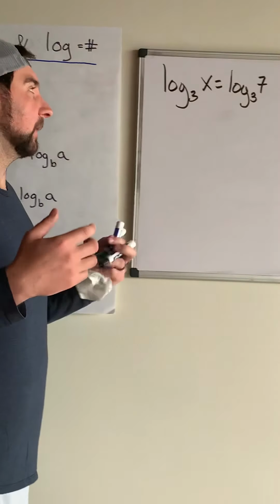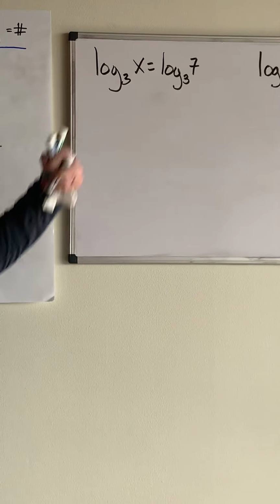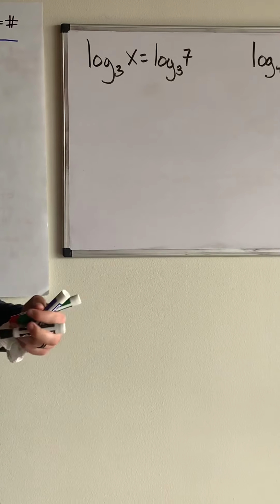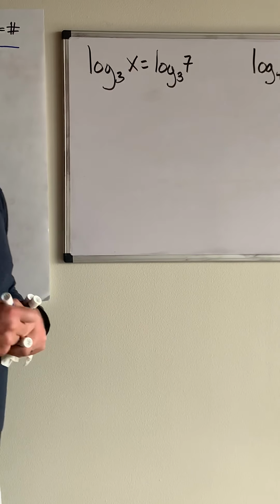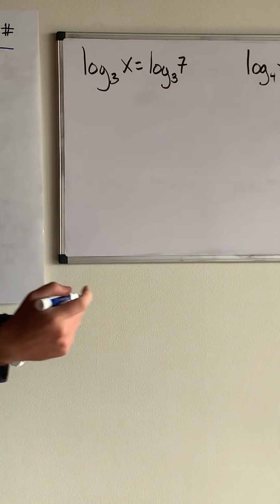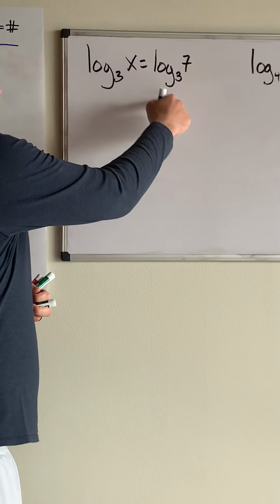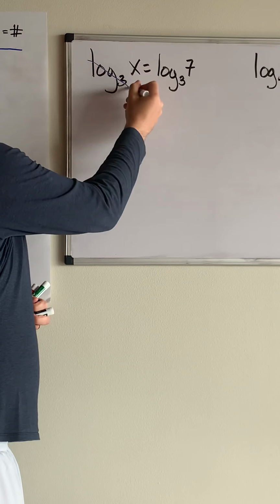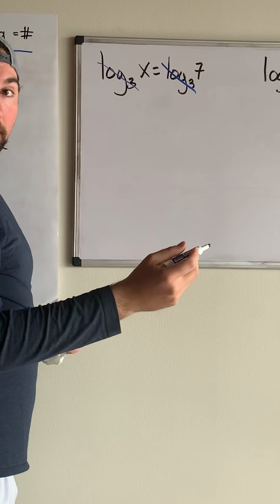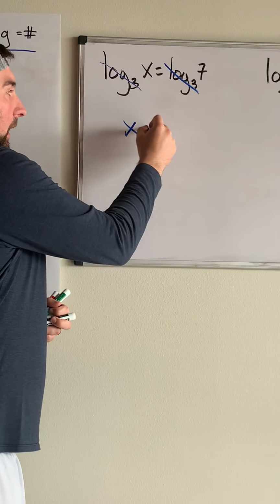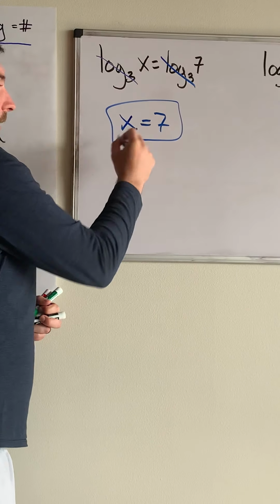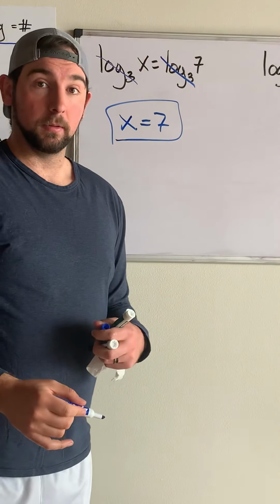So the first one is very simple. Log base 3 of x equals log base 3 of 7. Well, the nice thing about this is when the two logs equal each other like this, log base 3 and log base 3, we can actually cancel those, which just leaves you with x equals 7. Yeah, that's pretty simple. I would agree.